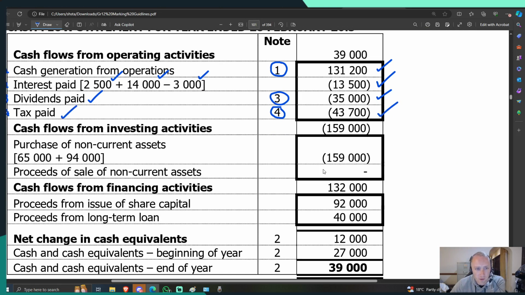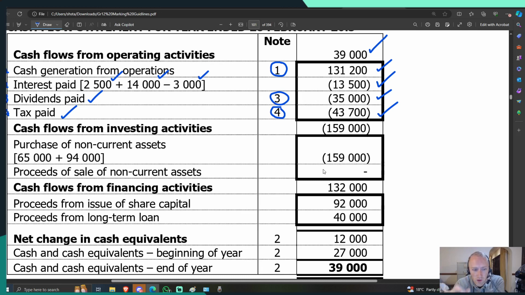We can now finally calculate our cash flows from operating activities. We sum these four figures and we get 39,000. That is, we had a net cash inflow of 39,000 Rand from operating activities. Now that we have that, we can forget about cash flows from operating activities for the time being.